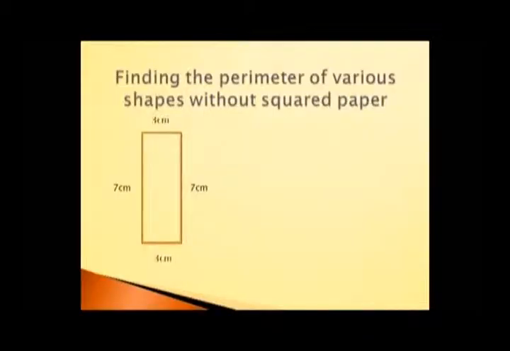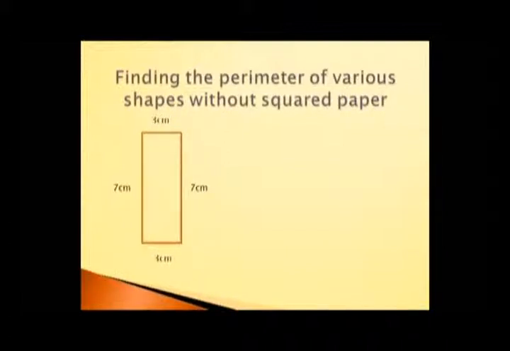Were you correct? If you were, tap yourselves on the shoulder. Let's move on. Now we will be finding the perimeter without the grid paper. Perimeter of various shapes. Let's move on.